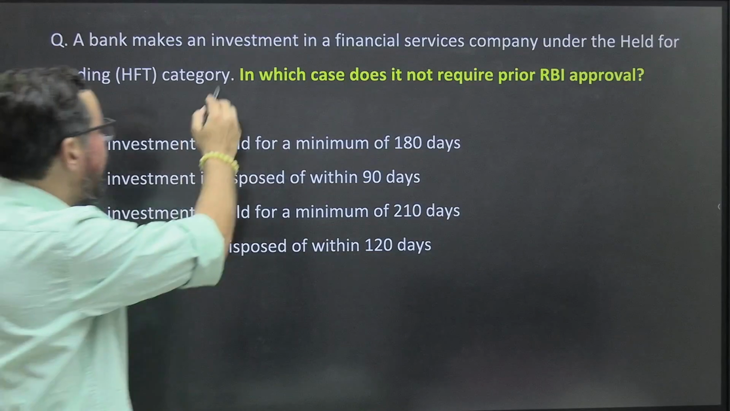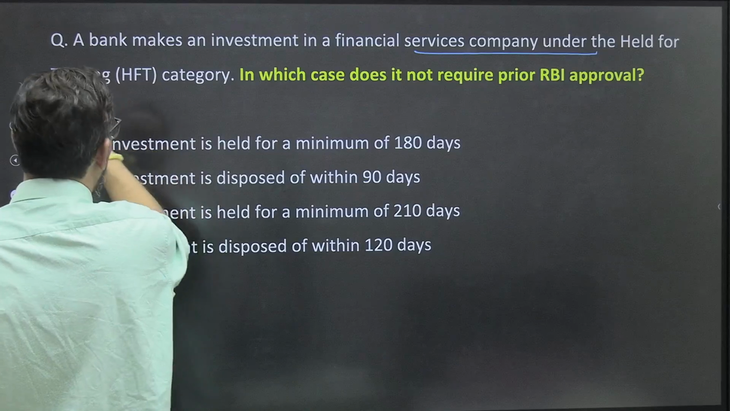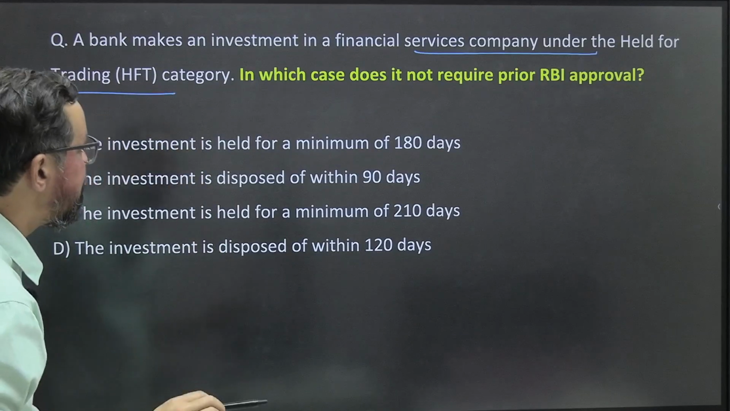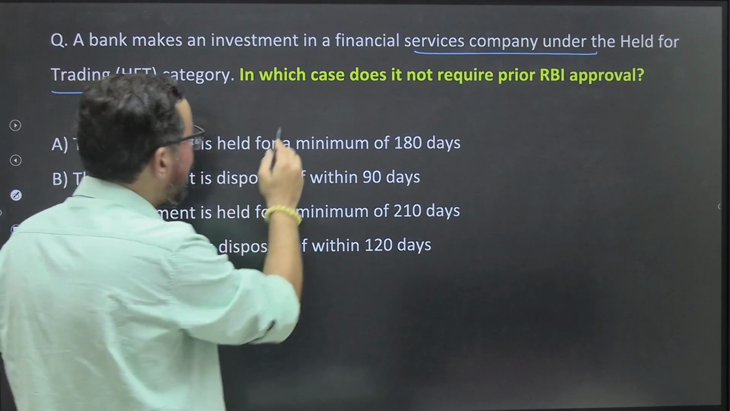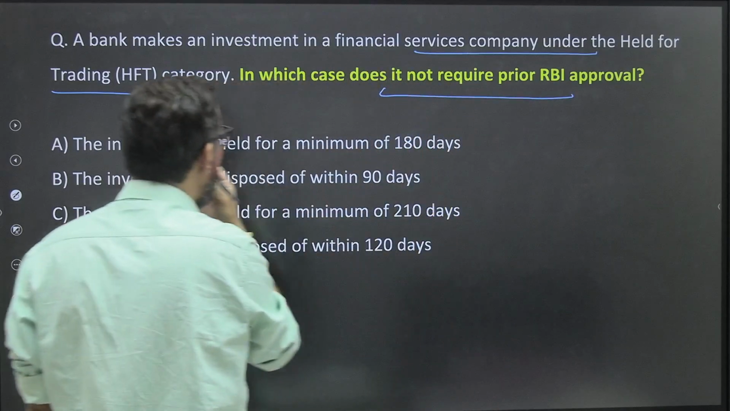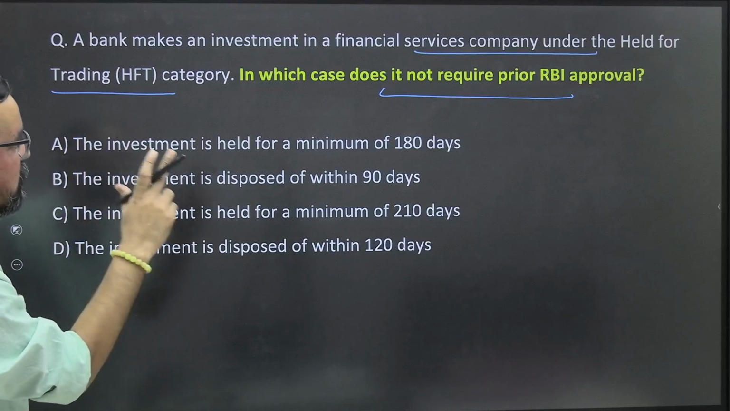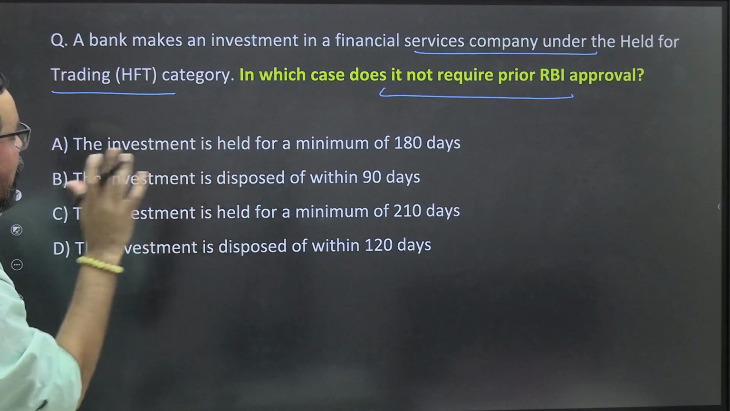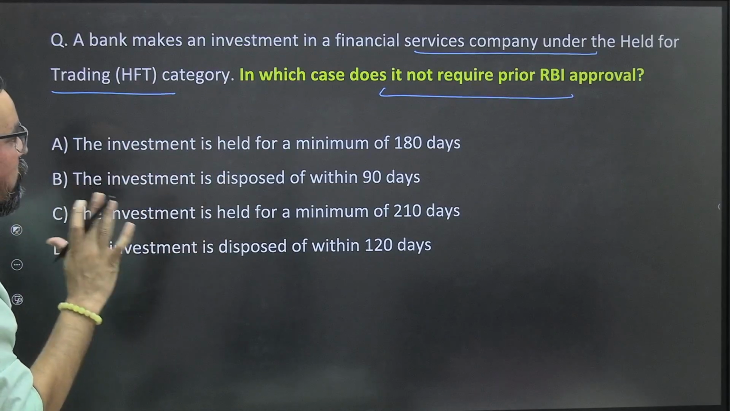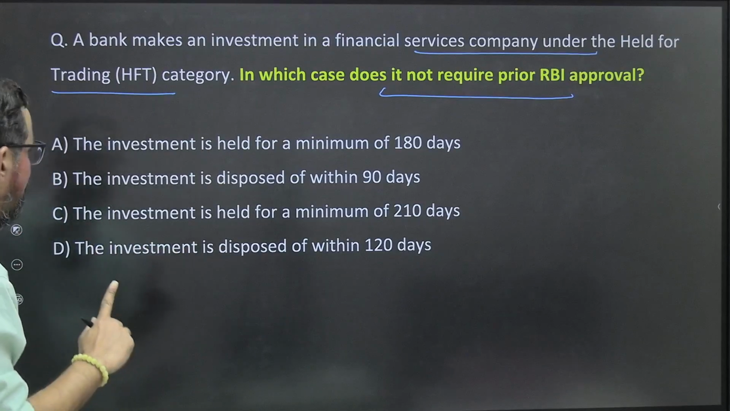A bank makes an investment in financial service company under held for trading category. ठीक है. HFT held for trading category. In which case does it not require prior RBI approvals? So a bank makes an investment in financial service company under held for trading category. In which case does it not require prior approval from RBI?